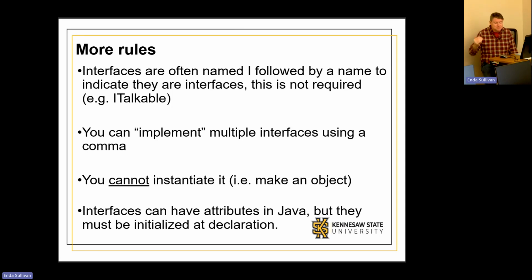Any class can implement multiple interfaces using a comma. You can't instantiate them, and interfaces can have attributes, but if you do that, they have to be declared and initialized at the same time.